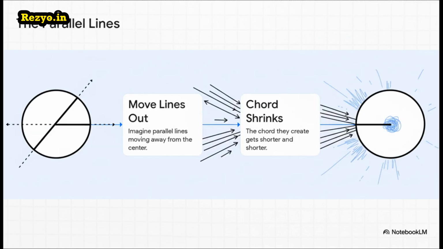Or, hey, here's another way to picture it. Start with a secant again. Now imagine you're just sliding parallel copies of that line outwards, away from the circle's center. The little line segment inside the circle, the chord, it gets shorter and shorter, until at the very last possible moment before the line completely leaves the circle, that chord's length shrinks to 0. The 2 points have become 1. And boom, you've got a tangent again.